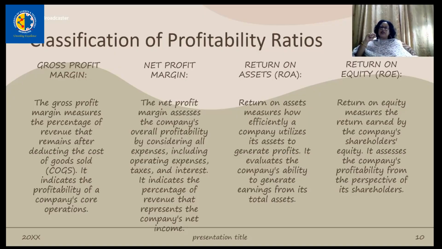Return on asset, that is ROA, you can write in the short form. Return on asset measures how efficiently a company utilizes its assets to generate profit. It evaluates the company's ability to generate earnings from its total assets. Return on equity measures the return earned on the company's shareholders' equity. It assesses the company's profitability from the perspective of its shareholders.